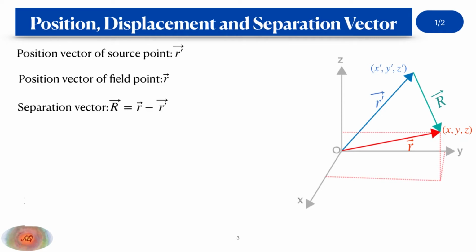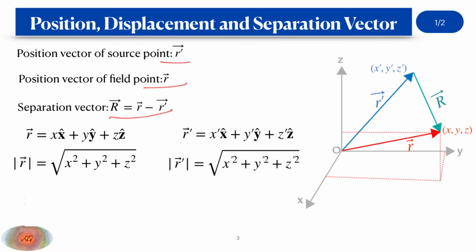Therefore, the vectors which are referred with respect to the origin will be called position vectors. So here r dash is the position vector of the source point and r is the position vector of the field point. On the other hand, R represents the separation vector, and you can easily write this r with respect to its coordinates, which basically are the components of this r vector. So along the x direction it is x, and along the y direction, represented by y cap, it takes the value y, and along the z direction it takes the value z.